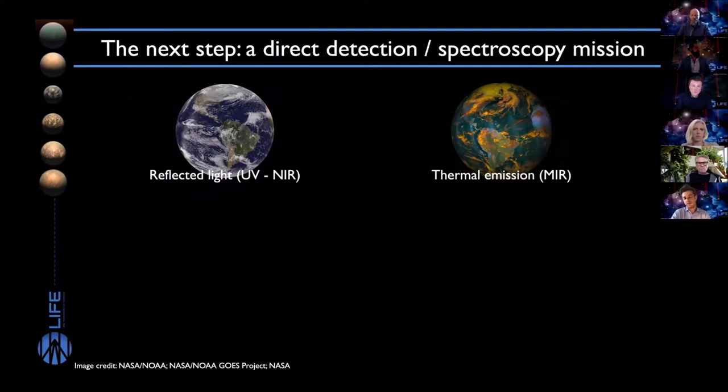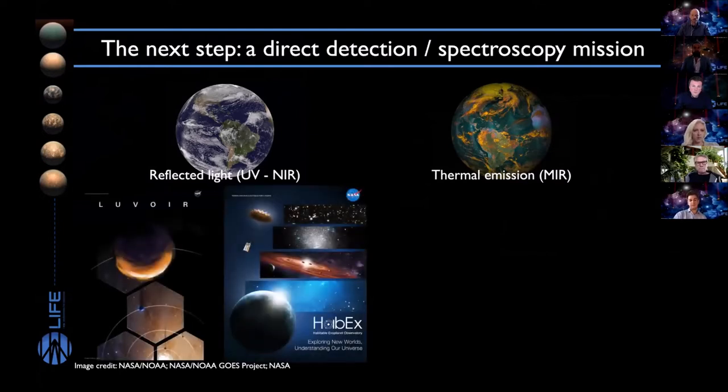And you can do this in two ways, and I already indicated this. You could do this in reflected light, in the UV, optical, and infrared wavelengths, or you could do this in the thermal emission, the mid-infrared. And I already mentioned LUVOIR and HabEx. For the reflected light, there are very sophisticated concepts, and studies have been done on the American side that lead to really, I must say, impressive final reports for these two mission concepts.